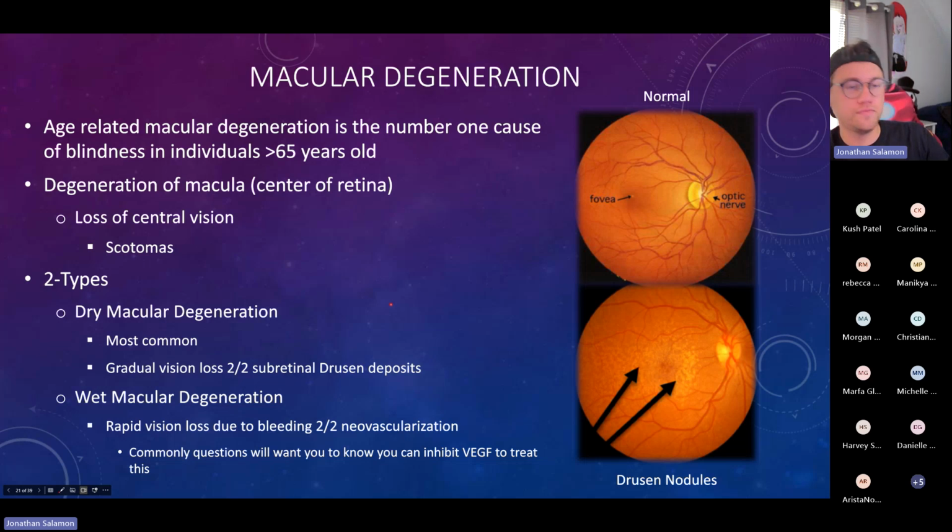Macular degeneration. 90% of questions that you have about macular degeneration, they're just going to give you drusen nodules. But actually, macular degeneration is the number one cause of blindness. That's why we're tested on it. You lose your center of vision, right? So it results in scotomas. All scotomas are little oddly shaped regions of vision loss that don't correspond with an entire field.